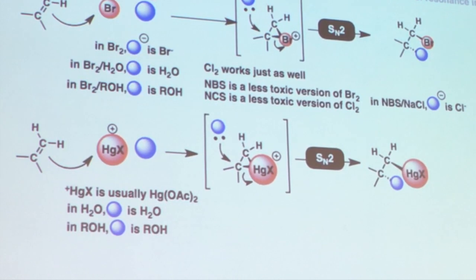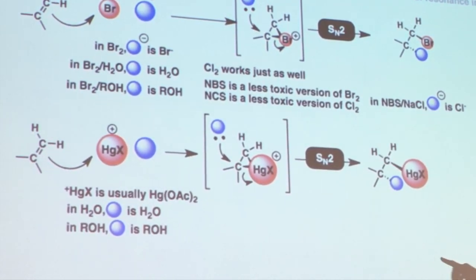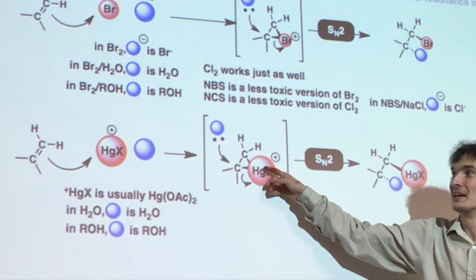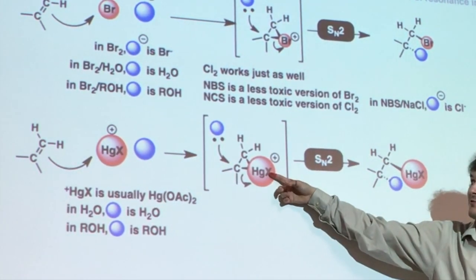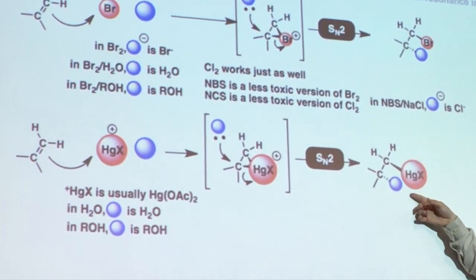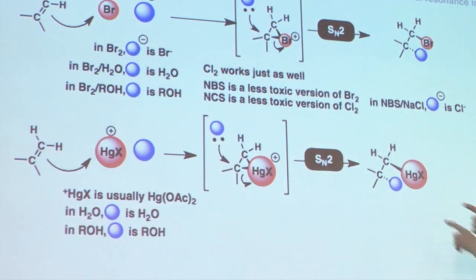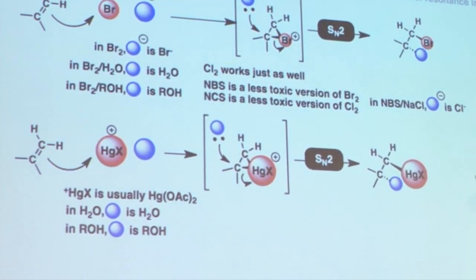Now look at this. What is this red ball? Mercury. So mercury does the same thing. You take mercury acetate, that's your mercury. It makes a three-membered ring, and then water opens it from the back, and you have added OH to your molecule. Do you recall how to get rid of mercury? What reagent do you need to add to replace it with a hydrogen?